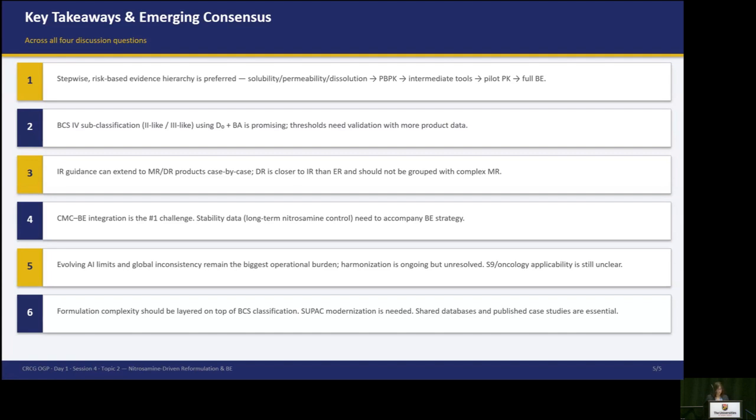We need to integrate the CMC and the bioequivalence review across different disciplines to come up with the common guidance. And we also would like to harmonize among different agencies. The formulation complexity should be layered on top of BCS classification. SUPAC modernization is needed, and a shared database for the excipients and published case studies are essential to move these projects forward. Thank you.